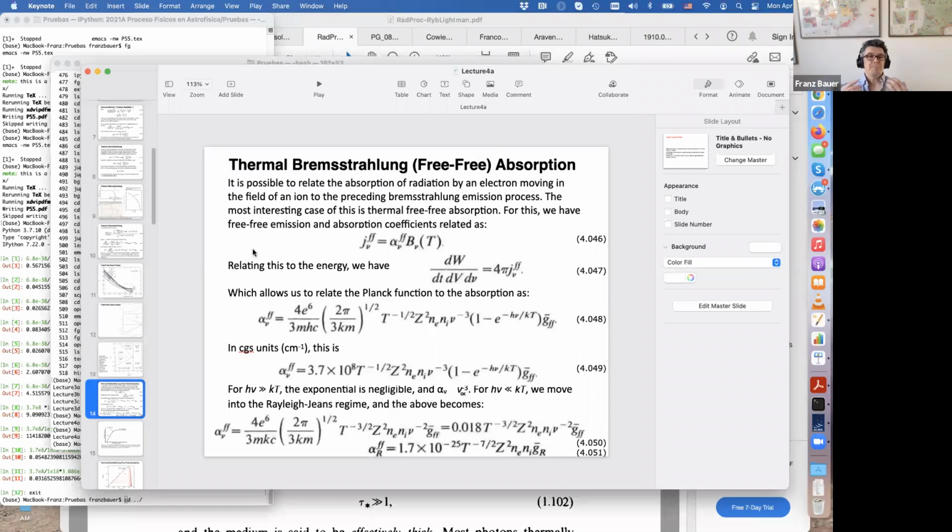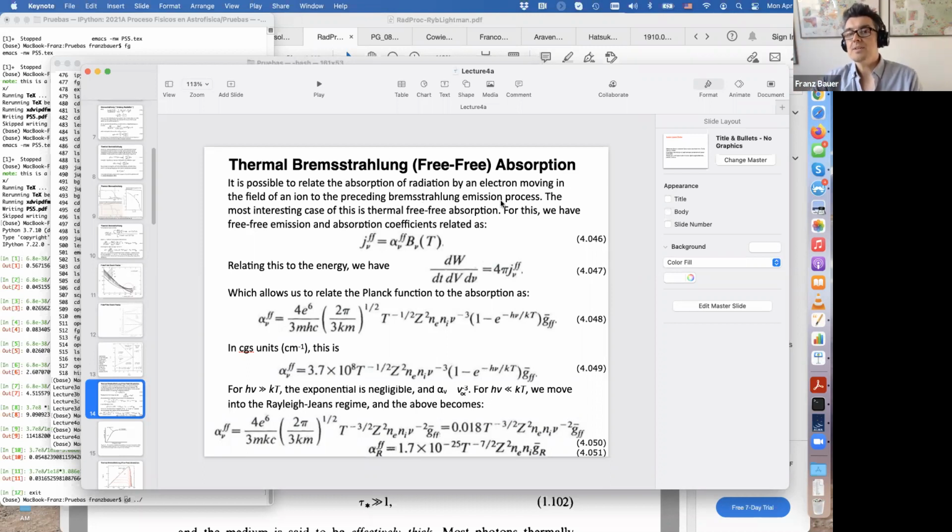Okay, so that's emissivity. If you have some amount of electrons interacting with some amount of protons, you will get some emission that comes out as a function of frequency. What is interesting is that with every emission process, there's an absorption process. While these electrons emit, they also have the potential to absorb.